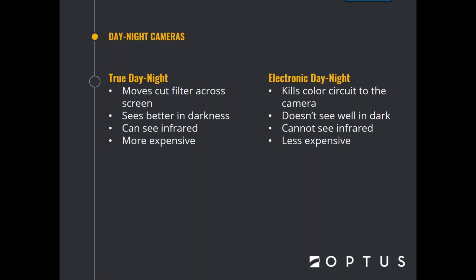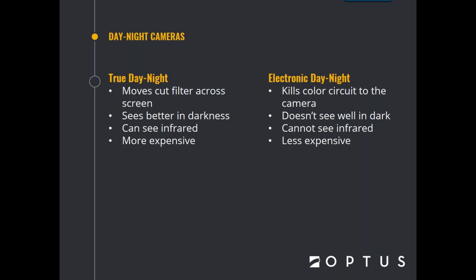So to illustrate this, imagine you're watching the newest episode of Game of Thrones, and you decide you want to turn that off, or the kids come into the room, and you turn it on to an old rerun of a black and white Andy Griffith. So that's what happens, the color circuit to the TV's cut. So that's the difference between true day-night cameras and electronic day-night cameras.